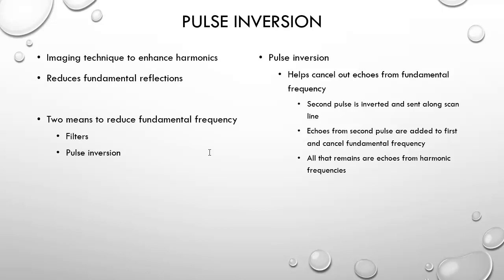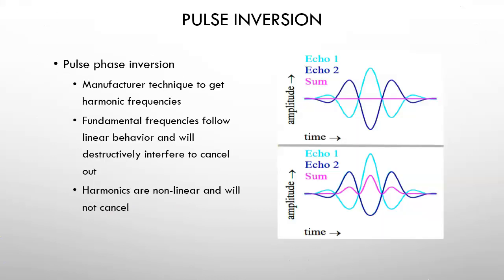And if you recall from earlier discussion about interference, if you add two pulses together that are exact opposite copies of each other, they cancel each other out, right? That's destructive interference. And so all that remains from this is the harmonic frequencies. So let's take a look at those real quick.